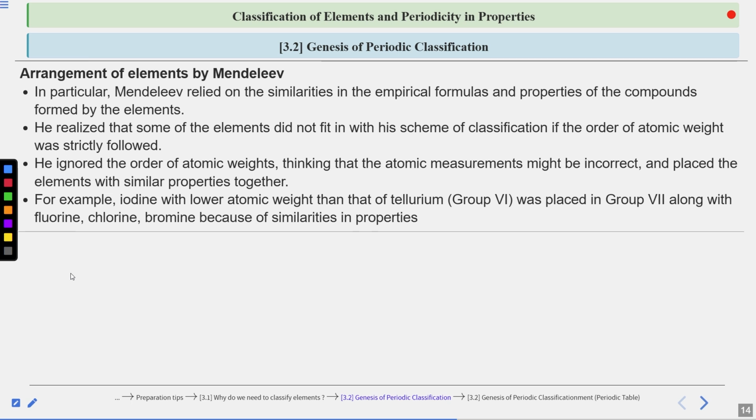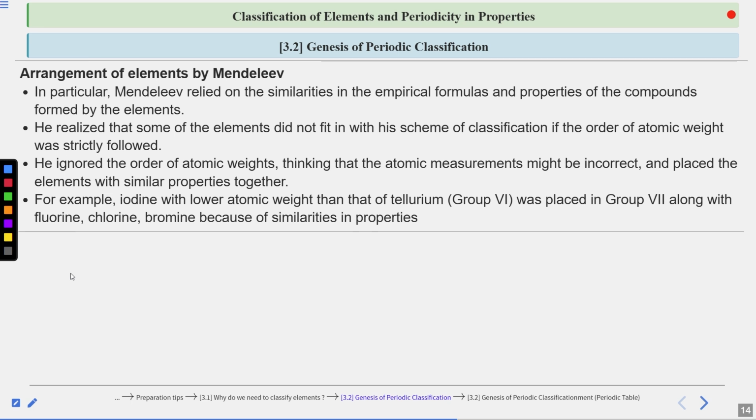Why did he do so? Because if we keep iodine after tellurium, then and only then will we get iodine below the other halogen elements, which are fluorine, chlorine, bromine, and all. Okay. So again, I am repeating it. This is just an example of how Mendeleev focused upon the properties and not on the atomic weight.